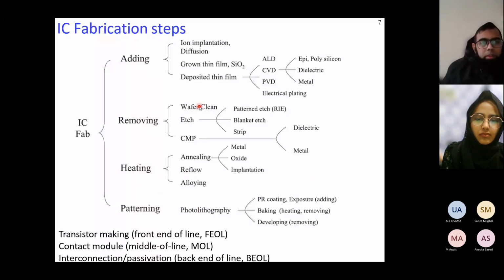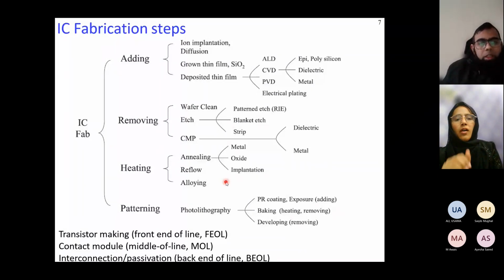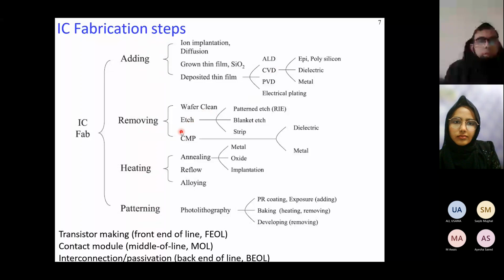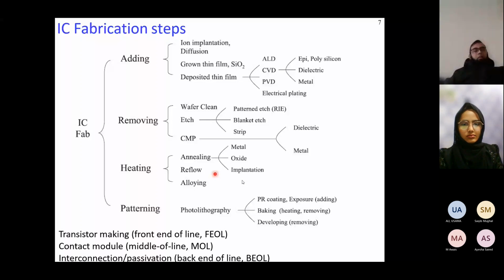It goes through several kinds of processes, as I just showed you on the previous slide. First of all, it goes through the doping process using ion implantation or diffusion, etc., or if you want to deposit any film, using ALD, CVD, etc. Then we clean the wafer, there is an etching process, CMP process, and annealing processes, annealing when you do any kind of doping in any silicon wafer. For any kind of rearrangement you just heat it, so it naturally rearranges itself.